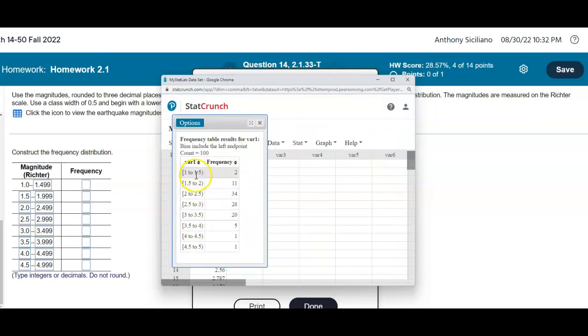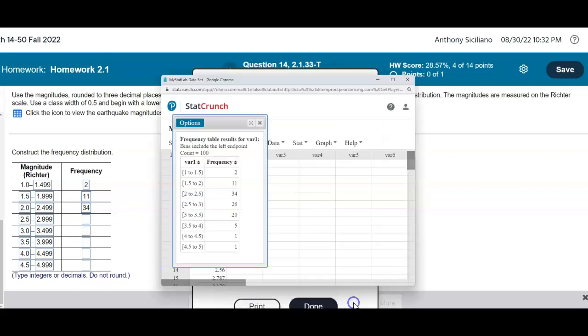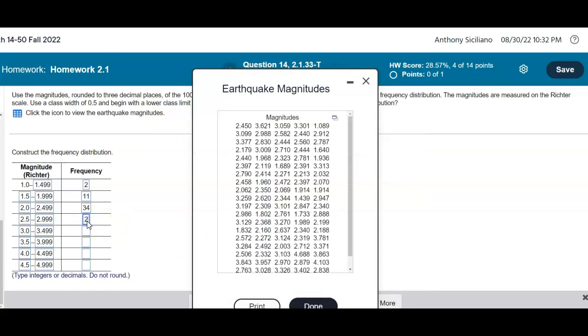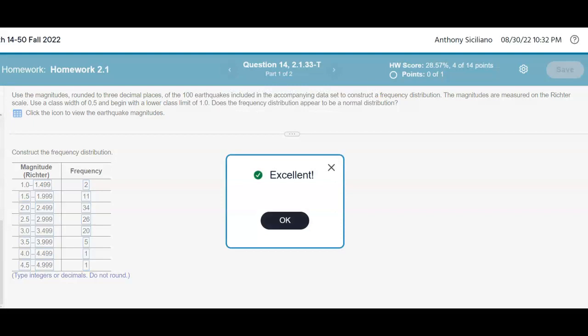So from this, we have 2, 11, and then 34. And then we have 26, 20, 5, and then the last one is 1. So let's go ahead and check to make sure we are correct. Check our answer, and we are correct.